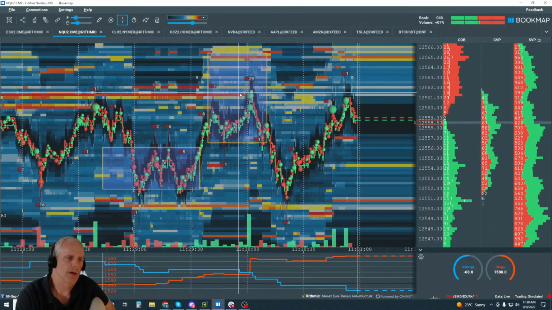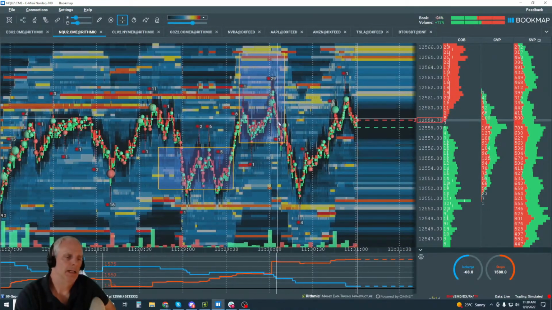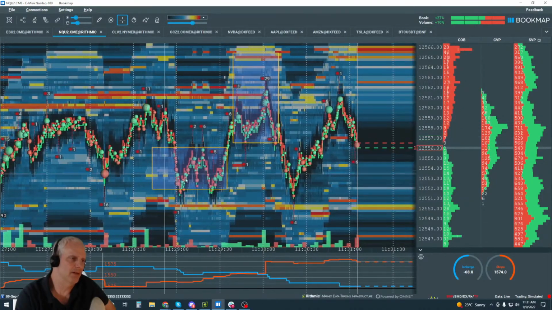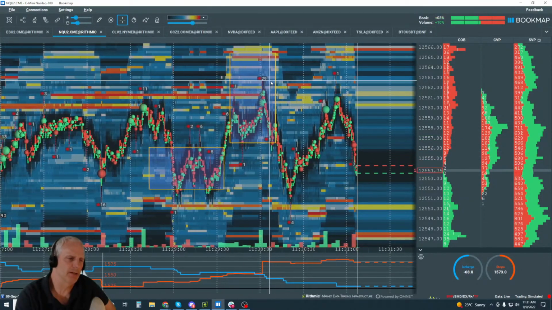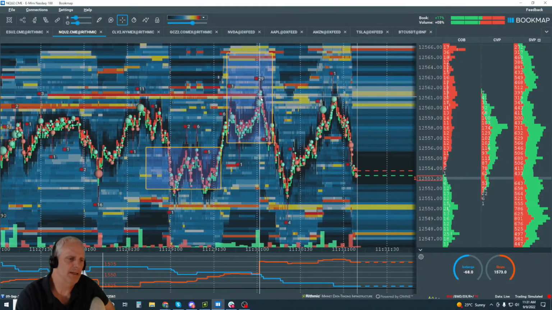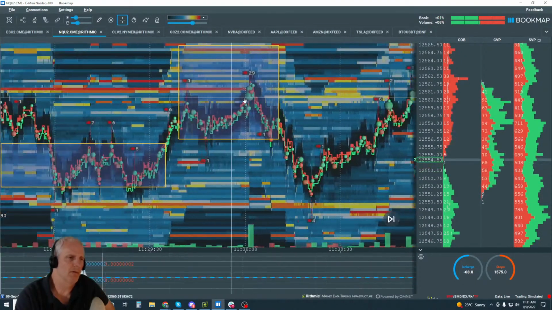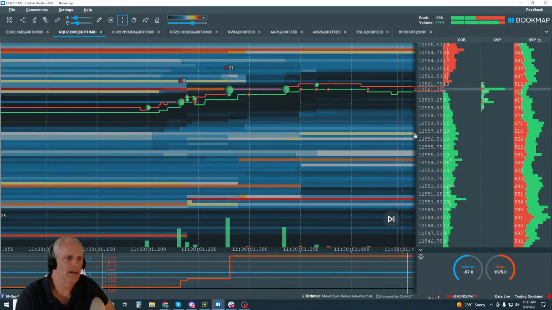That's the way he's looking at it. So let's suppose in this little range in here, this is the biggest stop run. Well, we can see that it hit the stops, but then there's no more real buying.